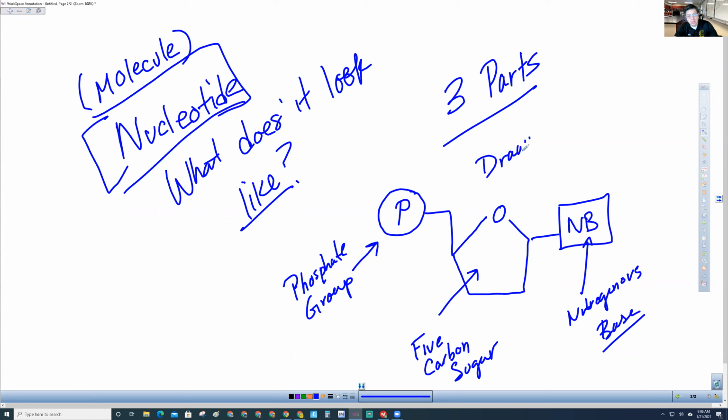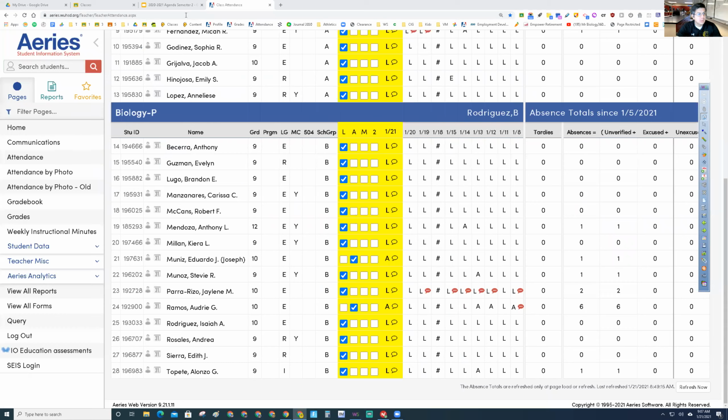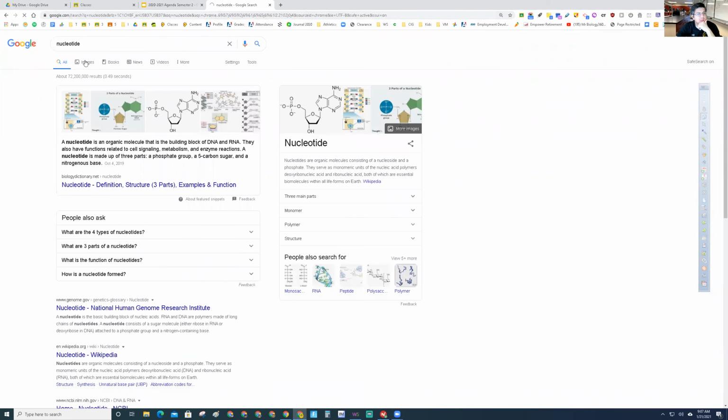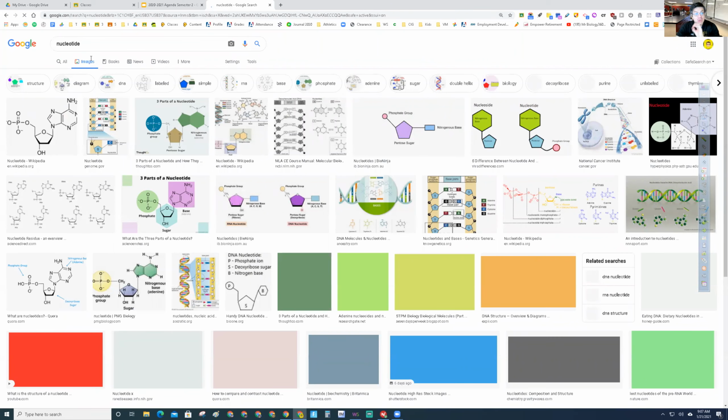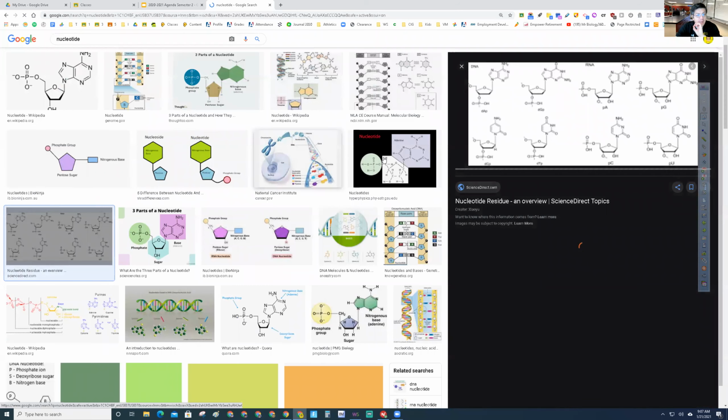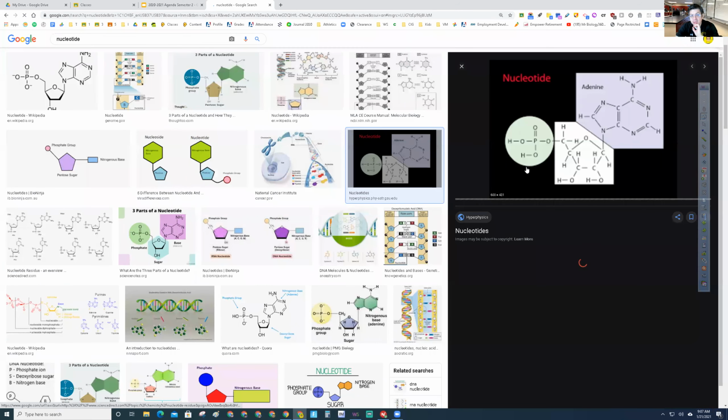Obviously, this right here is a drawing. So if we had to look at what a nucleotide actually looks like, here we go. If we look at images, this is why I taught you guys atoms and molecules last semester, so that you can actually look at these molecules and make sense of them. Now this right here is a very good example of a nucleotide.